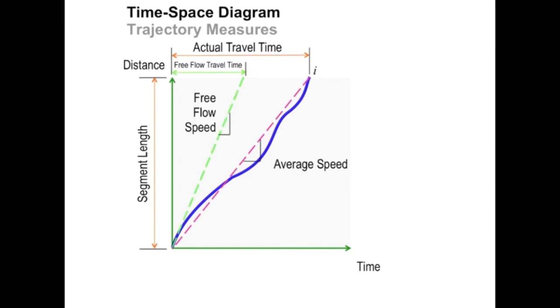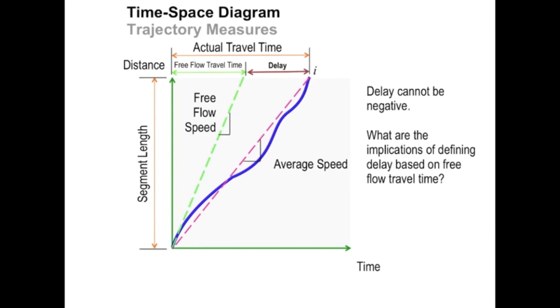We might, for this particular roadway, have in mind a free flow speed, which basically means how long would it take to traverse this section of road under uncongested conditions or at 3 in the morning or something like that. And this is typically what we do in traffic analysis. And then we can compute the delay, which is the difference between the actual travel time and the free flow travel time. So just to note that the delay cannot be negative. And you might want to think about what some of the implications are of defining delay based on free flow travel time. So the trajectory that we've shown here is a powerful tool in and of itself.